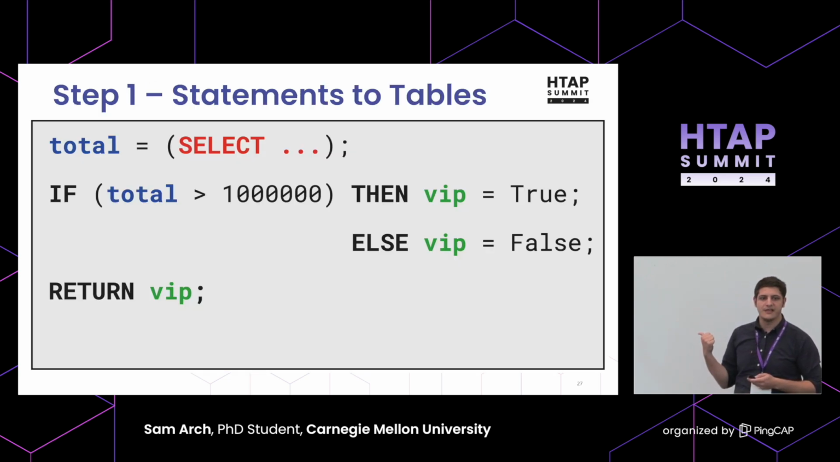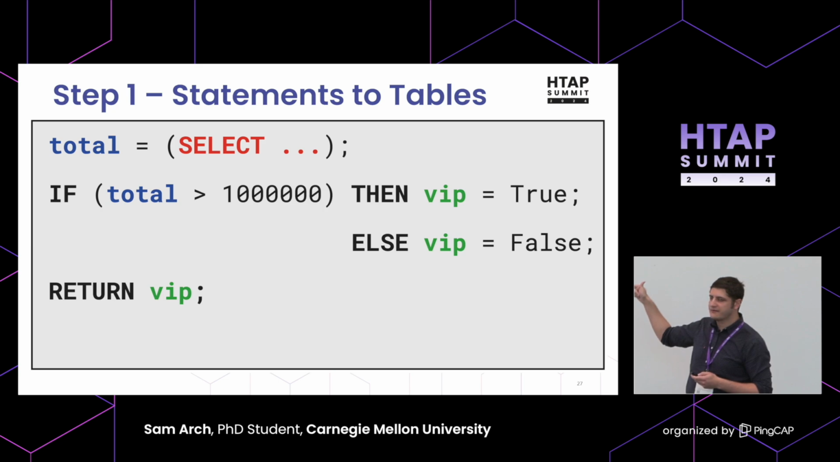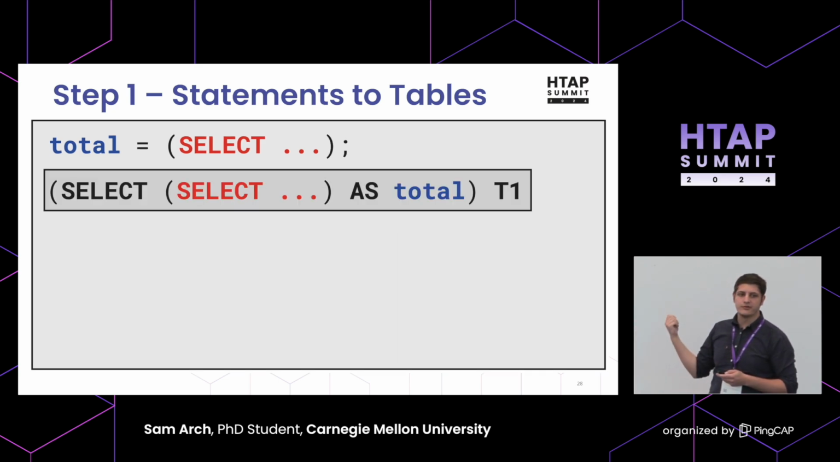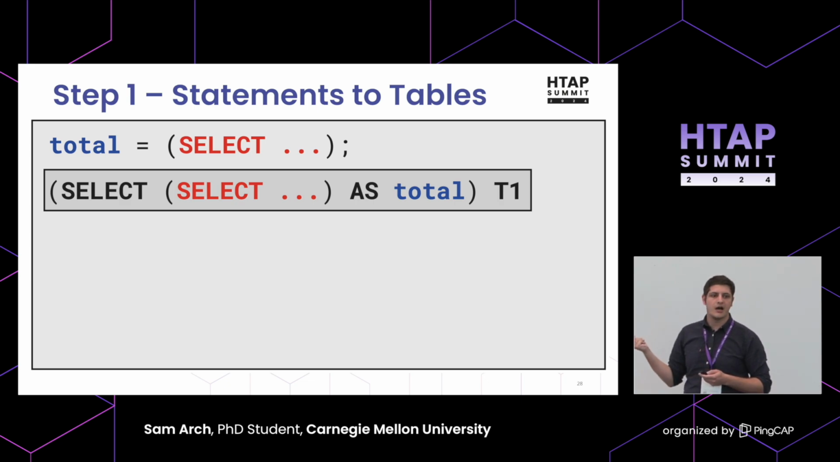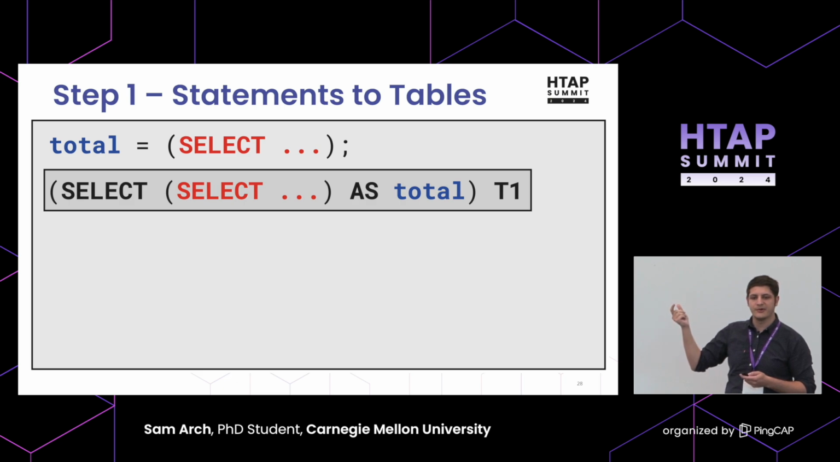So using our isVIP example, we want to translate each of these statements to tables. Let's take the first statement, total equals the result of some query. That's just going to be translated to selecting that query result as a column called total in this table T1 that we're creating. So this is going to create a table which is 1 column containing the total column and 1 row containing the result of this SQL query. And this is equivalent to this original statement.